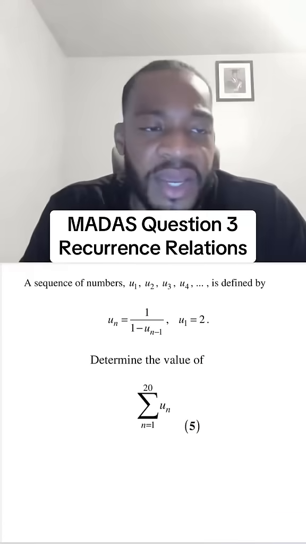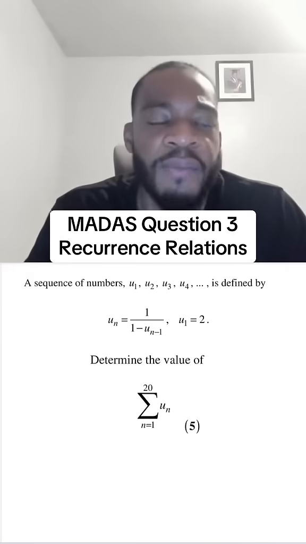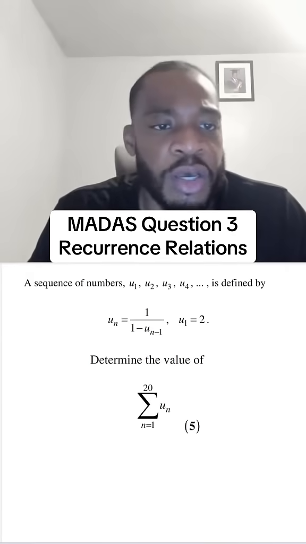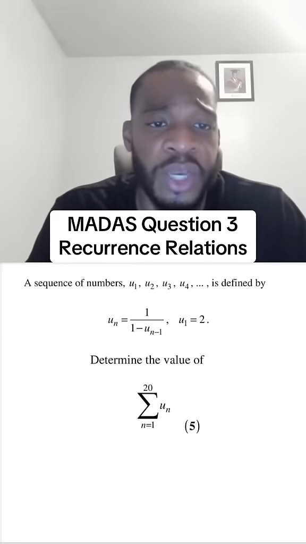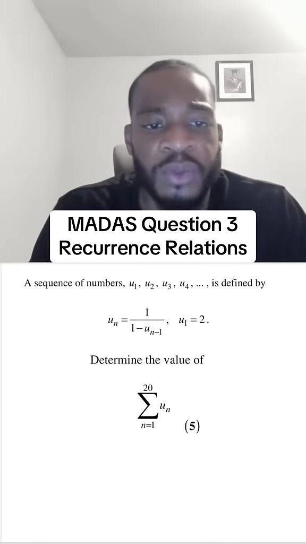Okay, so we got another MADAS question. It says a sequence of numbers u1, u2, u3, u4 is defined by un is equal to 1 over 1 minus un minus 1, and u1 is equal to 2. Determine the value of the sum of un from n equals 1 to 20 for 5 marks.